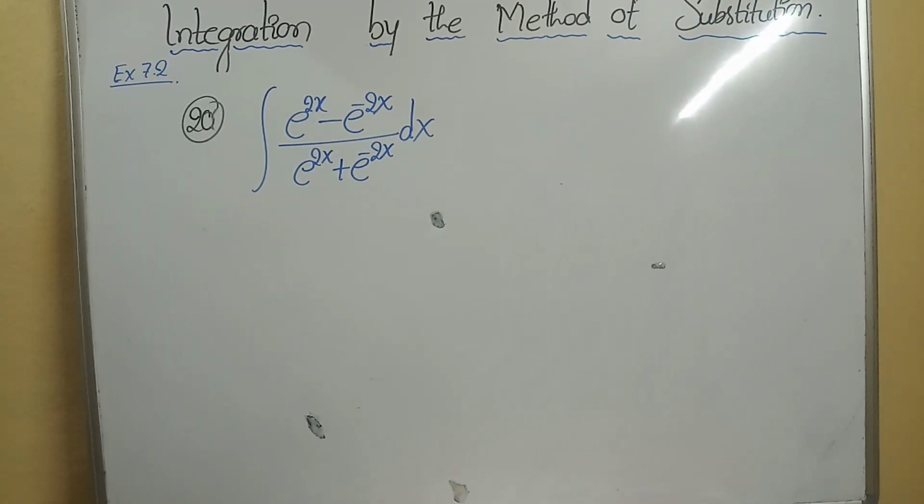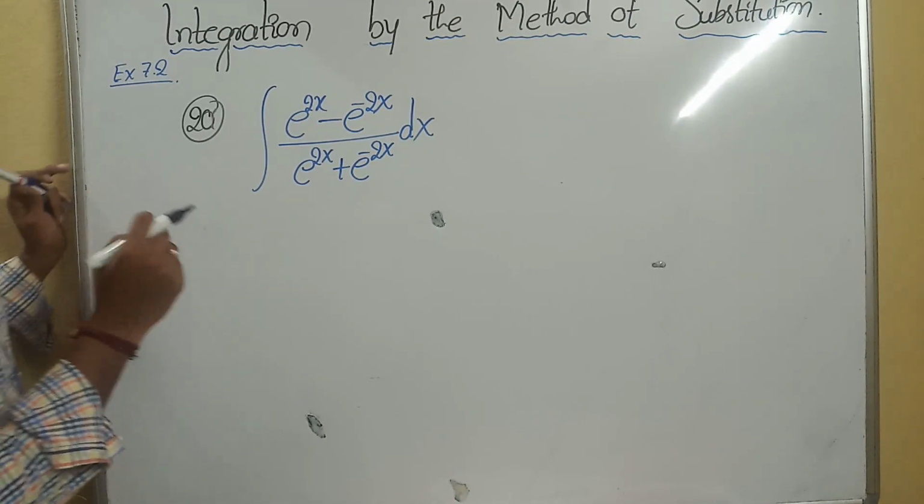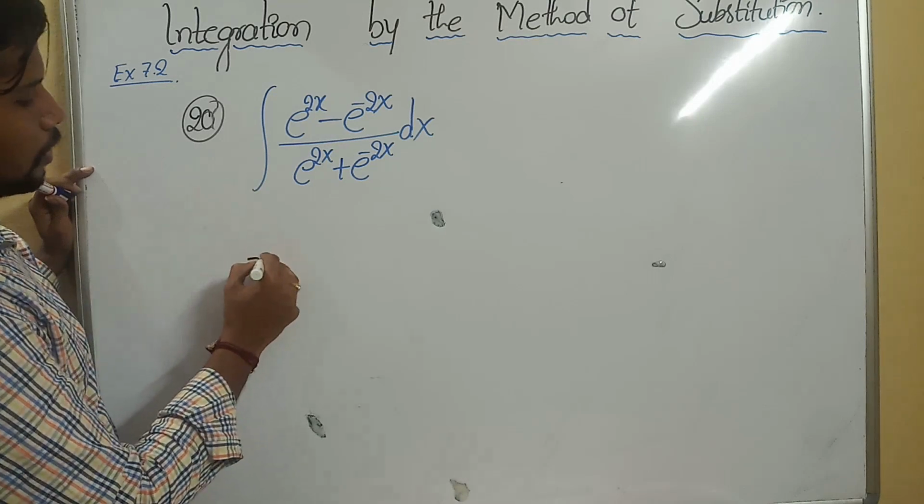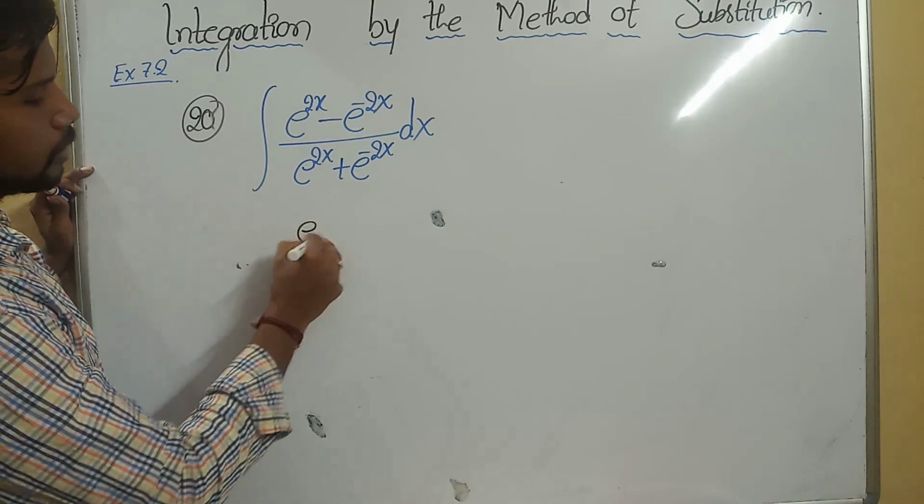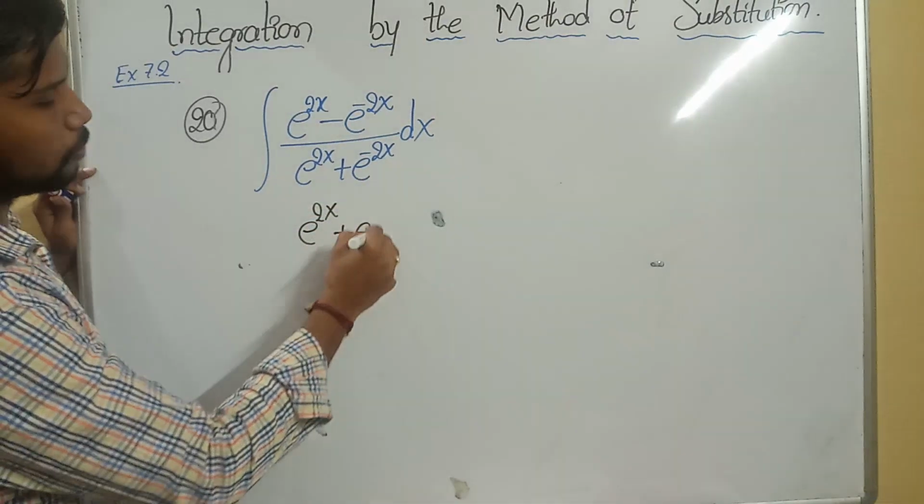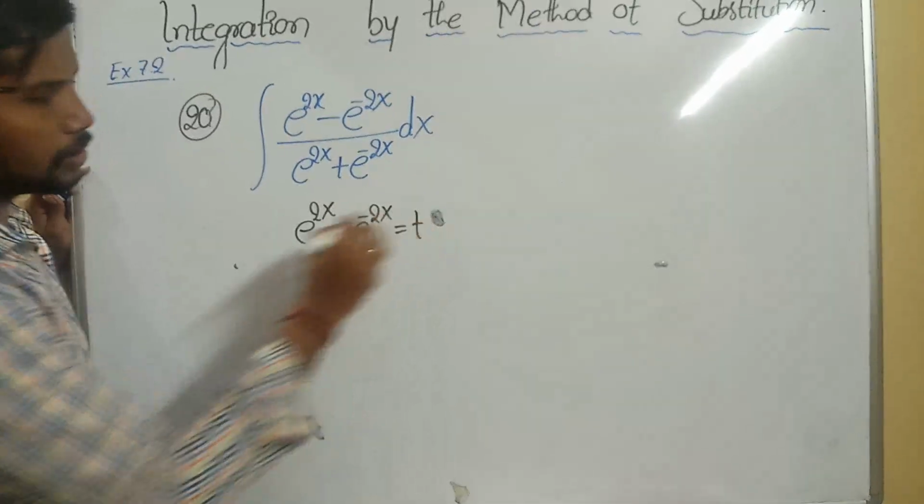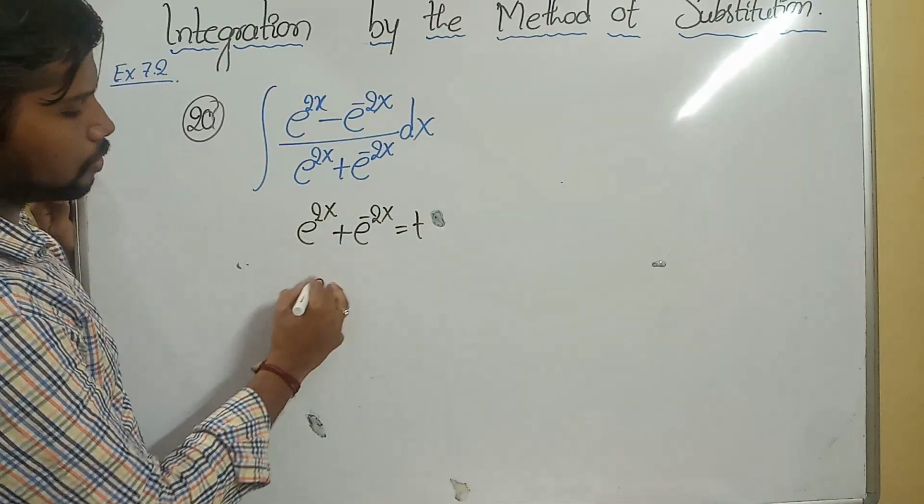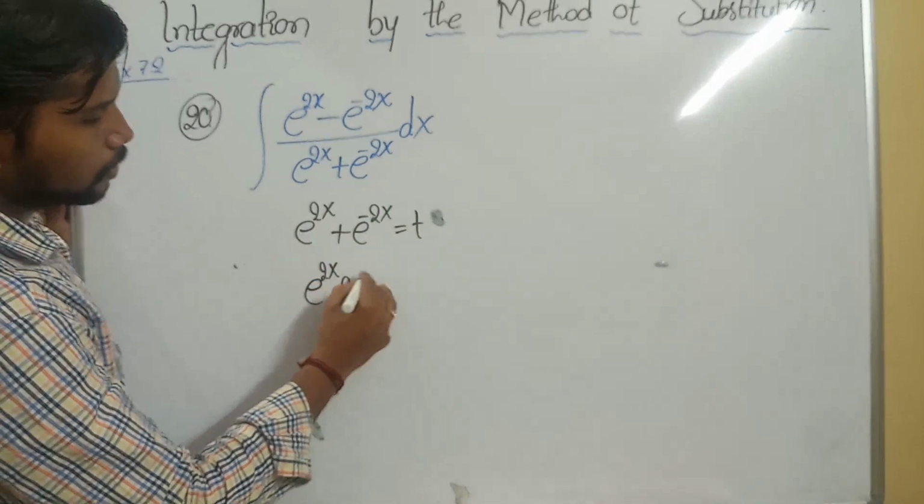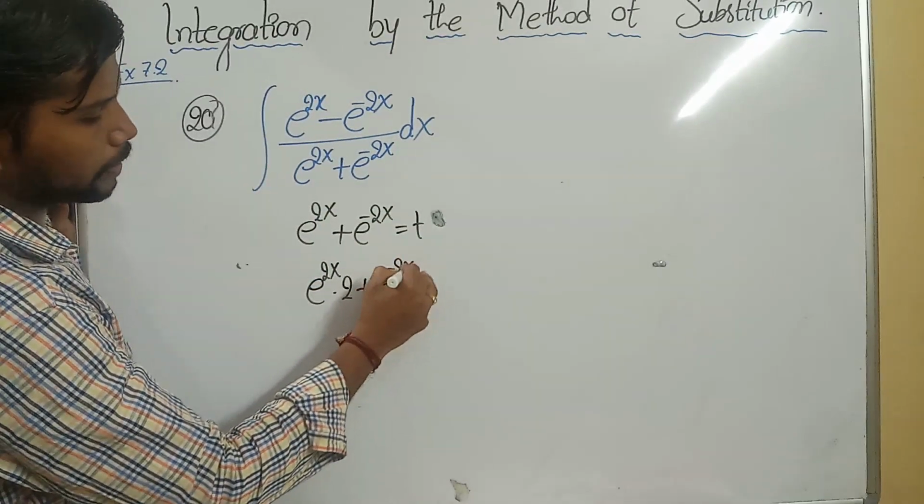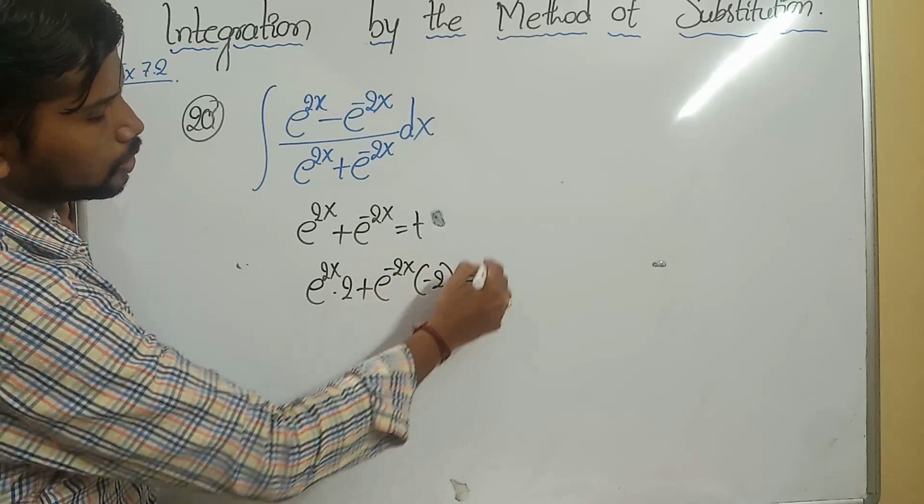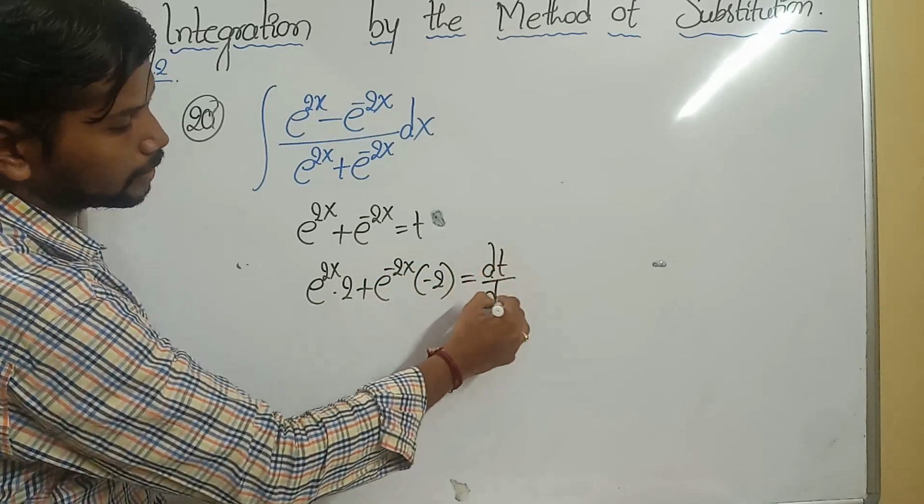In a similar way, one more problem is there, but it is in a different base. Here I'd like to take the denominator, e to the power 2x plus e to the power minus 2x, as t. The derivative of e to the power 2x will be e to the power 2x into 2, plus e to the power minus 2x into minus 2. The derivative of t will be dt by dx.